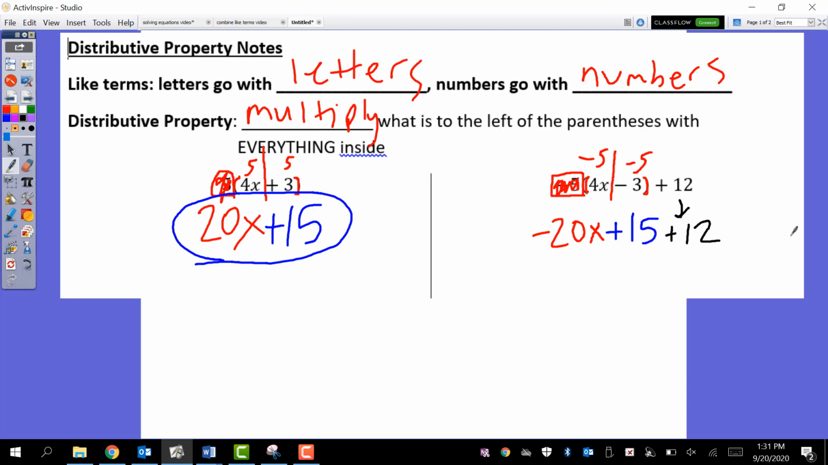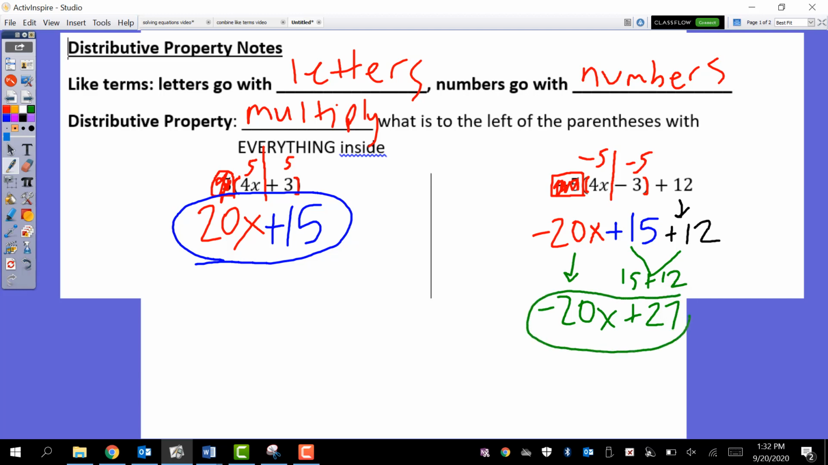So now that I have all of these numbers, can I add any of them together? Yes, I can. Which ones go together? Follow the rules. Letters go with letters, numbers go with numbers. Well, are there any other things with x's? No. So this is just part of my answer, negative 20x. That's going to be in my final answer. But I can see that a positive 15 and positive 12, yeah, they go together. Let's add them. What is positive 15 plus 12? Well, that turns into a 27.